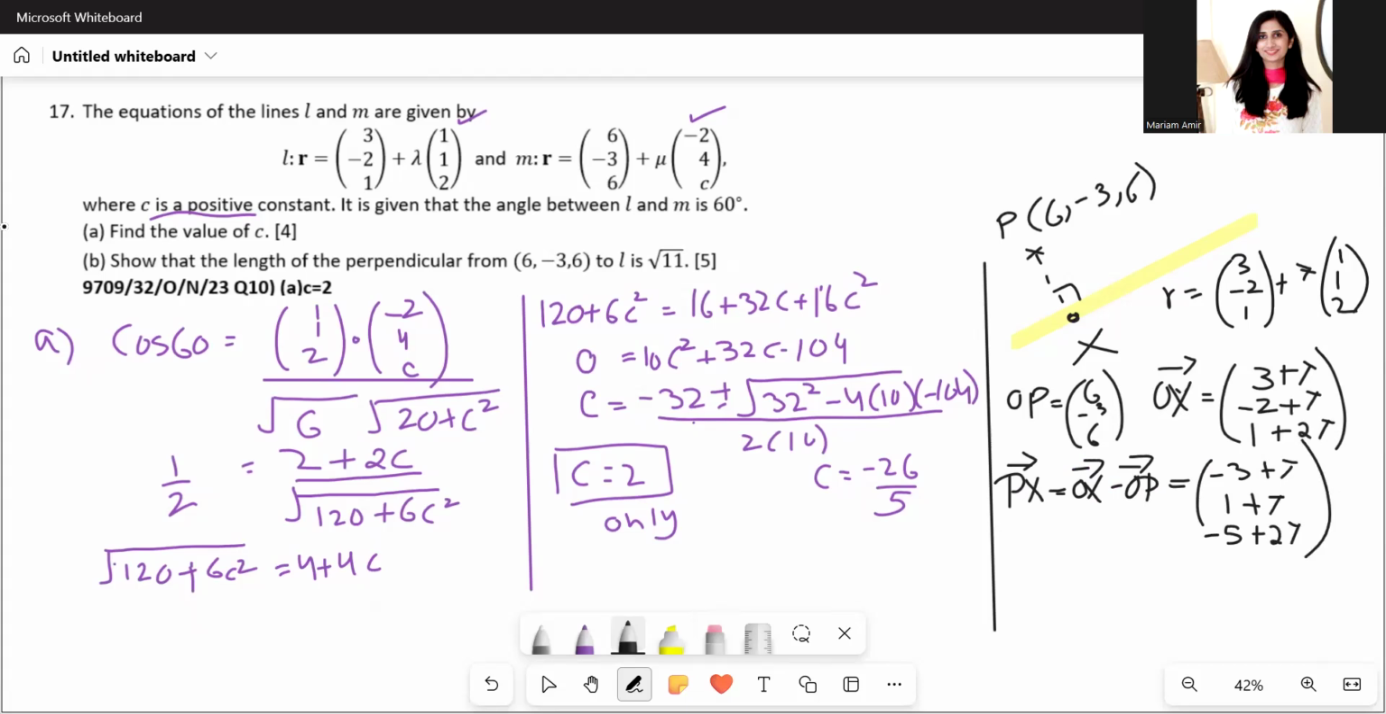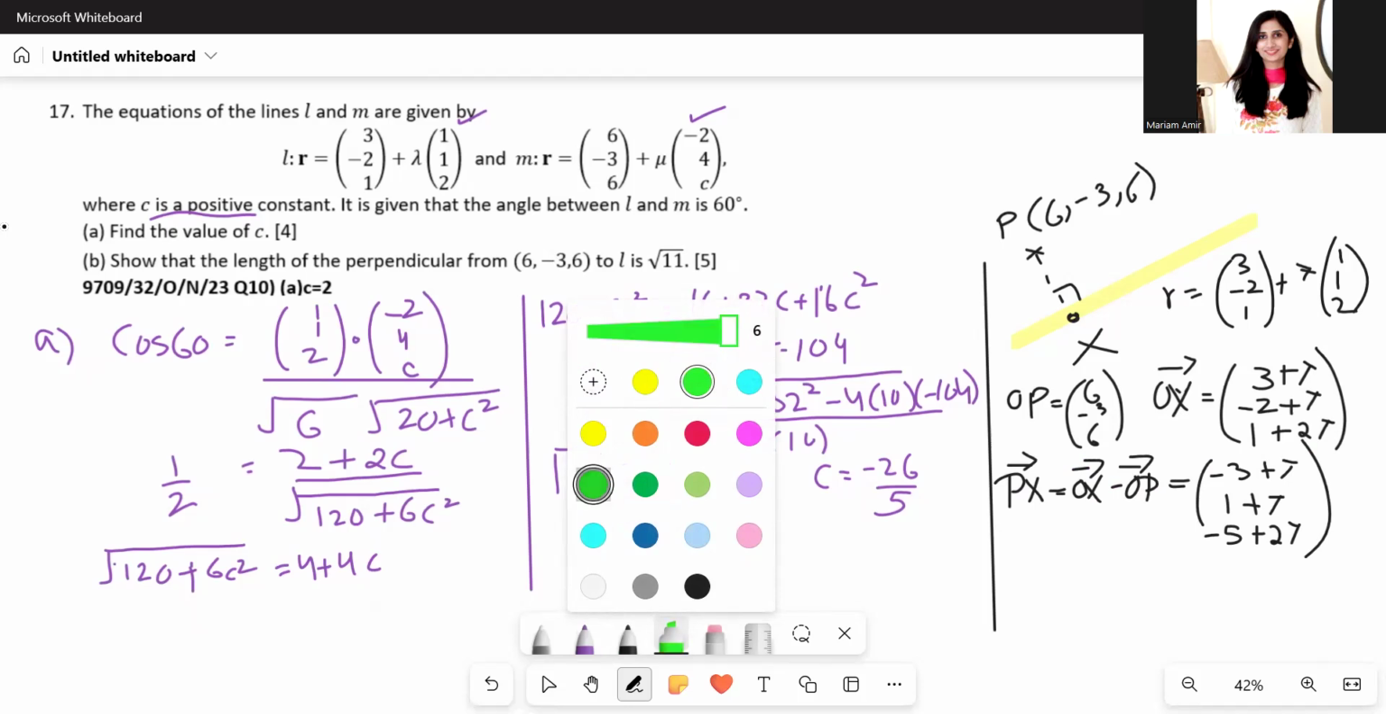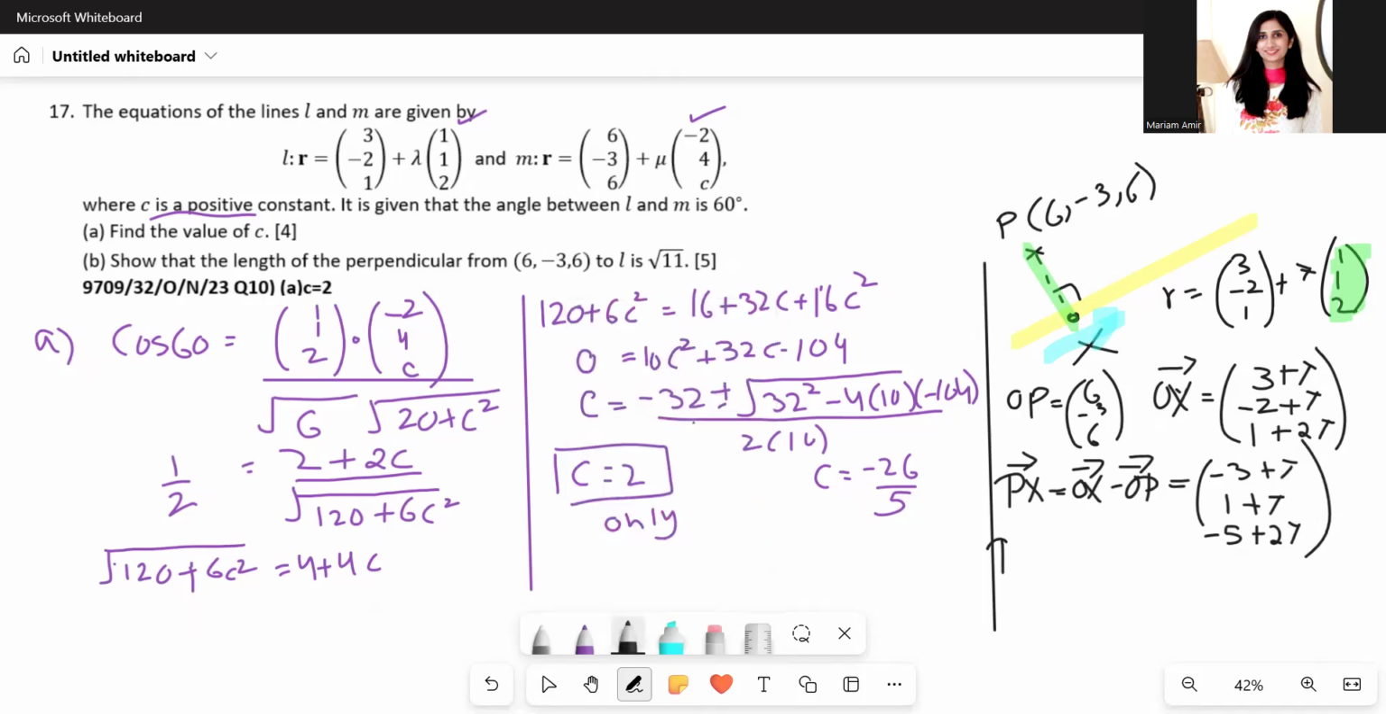Okay. Now we have this vector PX, and the line's direction is parallel to the yellow line. So it's some direction like this. And notice that this direction and the vector PX are perpendicular. So their dot product must be equal to 0.